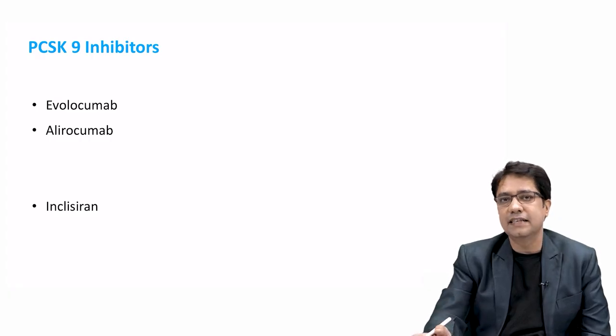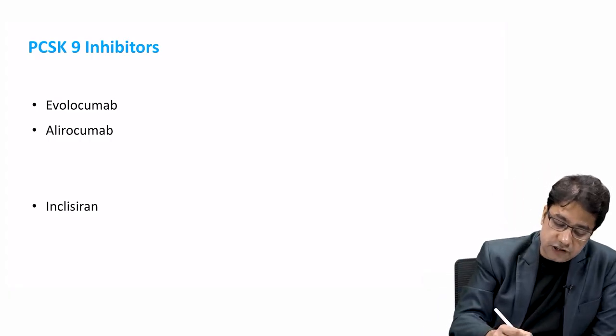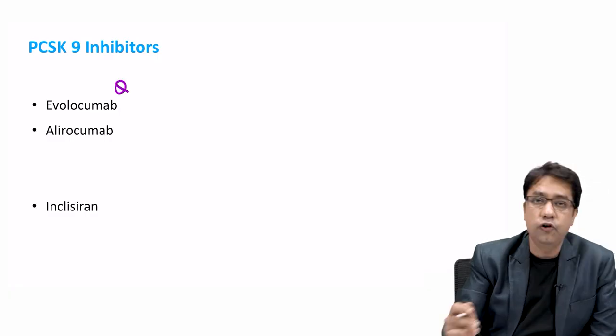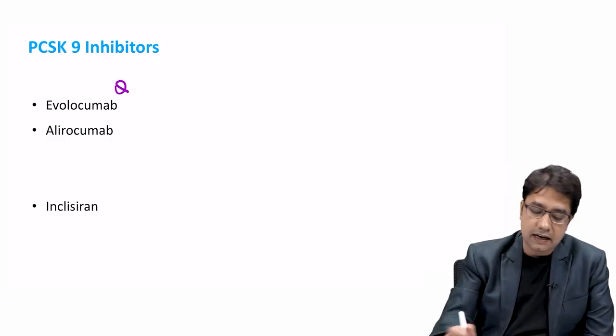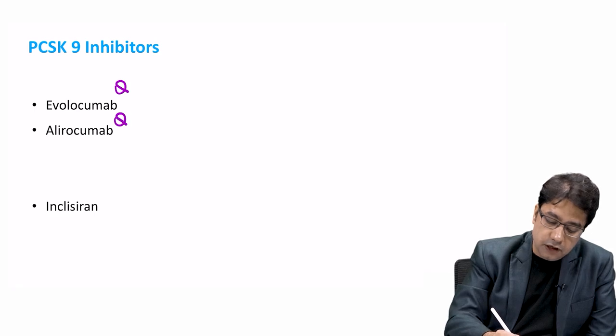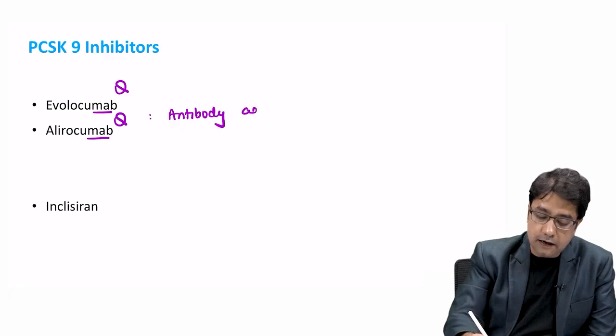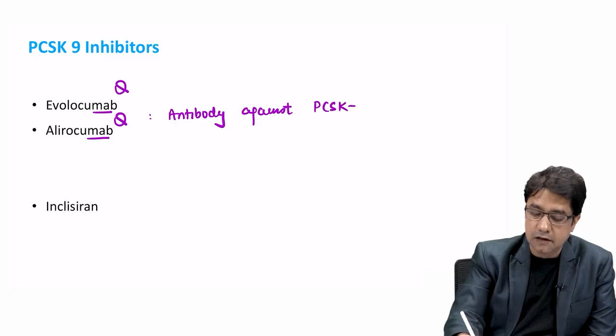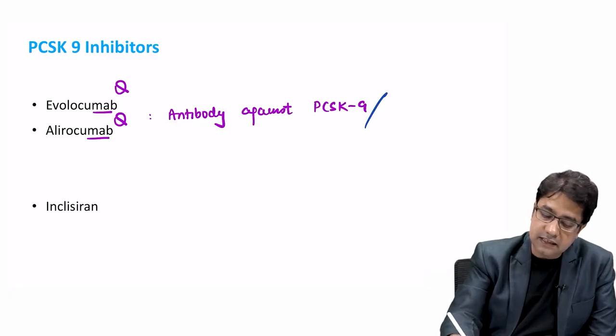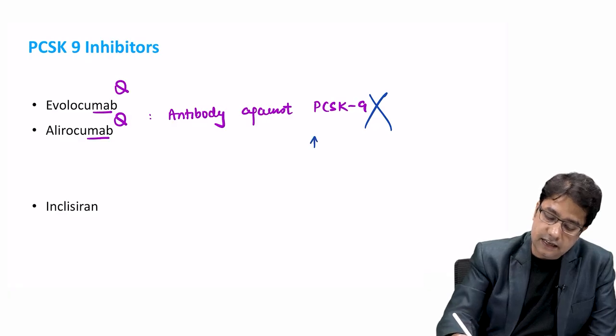Among PCSK9 inhibitors, the first drug we have is evolocumab, many times asked, and alirocumab. You can see the MAB word is coming. MAB stands for monoclonal antibody. So these are antibodies against PCSK9. So if you inhibit this PCSK9, these drugs increase LDL receptors on liver.